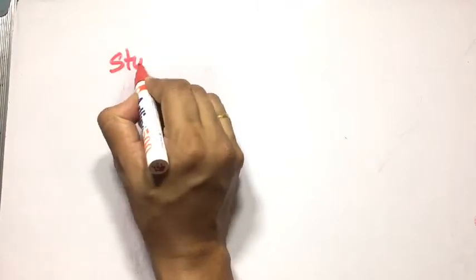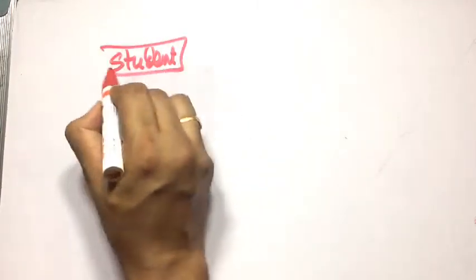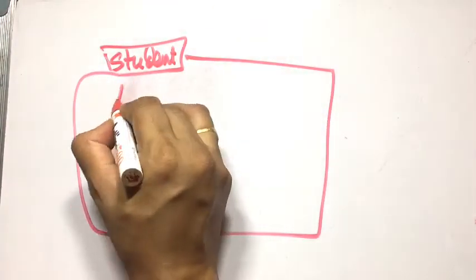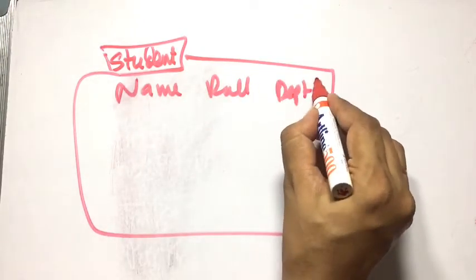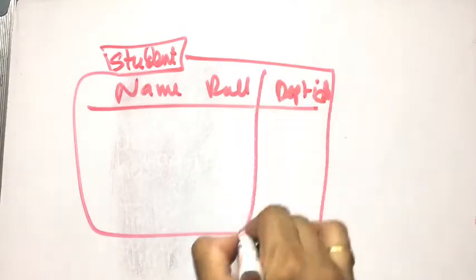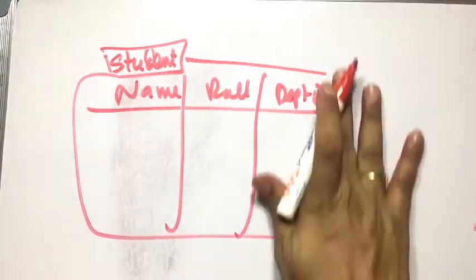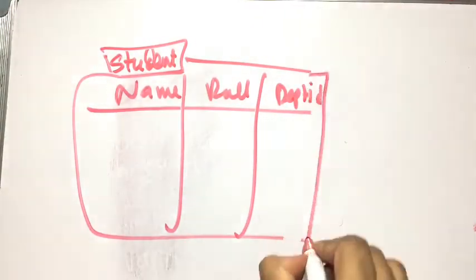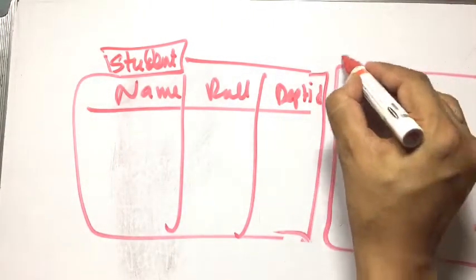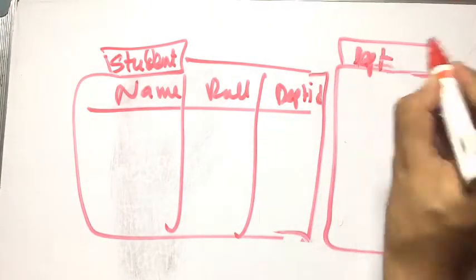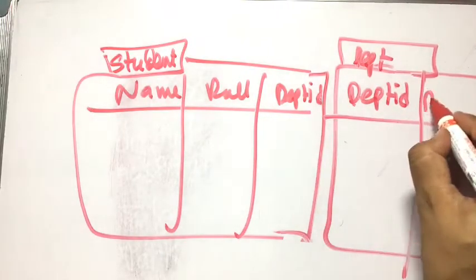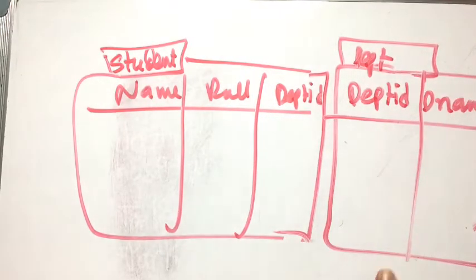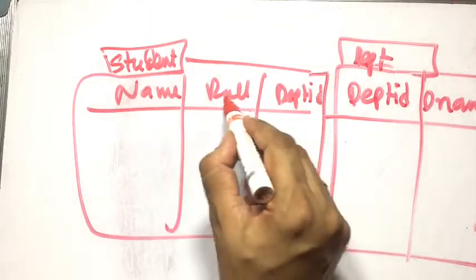Let us consider an example. Suppose one table is named student, which consists of name, roll, and department ID. So this is the first table. Another table is department, which consists of department ID and D name. So here roll is the primary key.